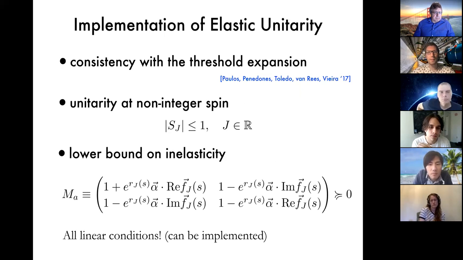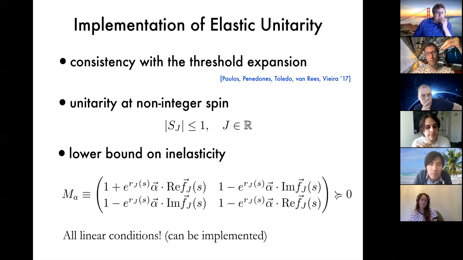And so the basic proposal based on our understanding is that we can try a few things. Well, one can try to impose a consistency with a threshold expansion. One can try to impose elastic-type unitarity, which is this condition less than or equal to 1 at non-integer spin. Physical theories satisfy S of j equal to 1 at non-integer spin. But clearly, if you impose something like this at non-integer spin, physical theories are still part of that. This goes beyond what can be done.